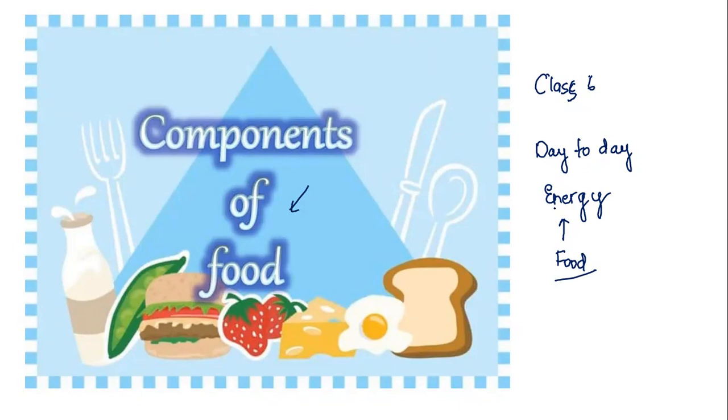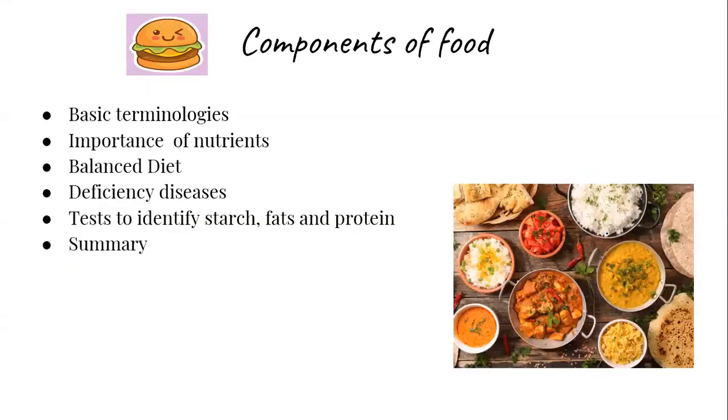So in our today's video, we will be discussing what food is made up of. We will be knowing about some basic terminologies in food, importance of the nutrients, balanced diet, deficiency diseases, and how do we identify that the food that we consume has the different nutrients and how can we actually test these nutrients, and then finally we are going to summarize what we have learned today.